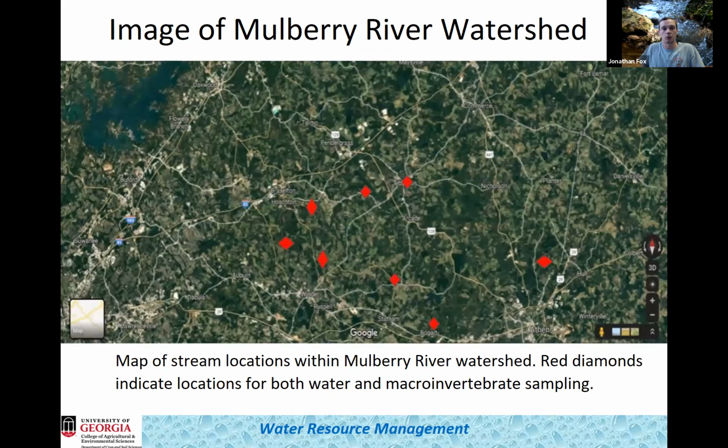So this is an image of the Mulberry River watershed. This is where all the creeks that I looked at are located. Up in the left-hand corner, the top left, we have Lake Lanier, and in the bottom right-hand corner is Athens. So you get a size of the scale. This watershed spans through Barrow, Jackson, and Hall counties. And the red diamonds on the screen are the locations of the creeks and where I took both water and macroinvertebrate samples.